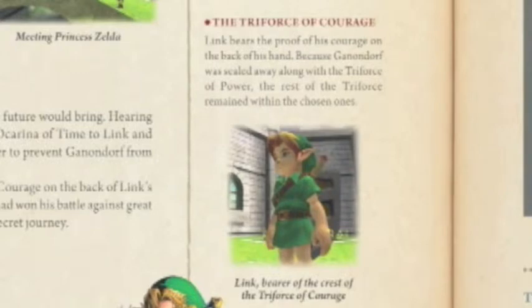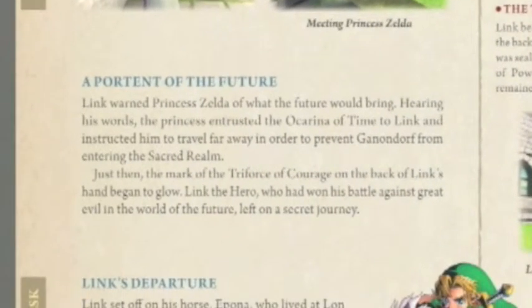Triforce of Courage. Link bears the proof of his courage on the back of his hand. Because Ganondorf was sealed away along with the Triforce of Power, the rest of the Triforce remained within the Chosen Ones. The portent.